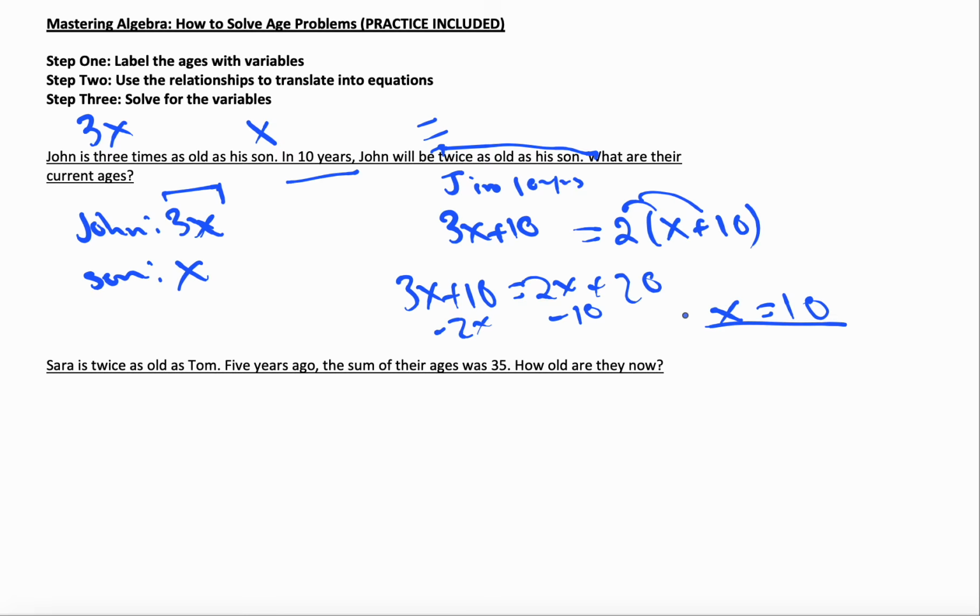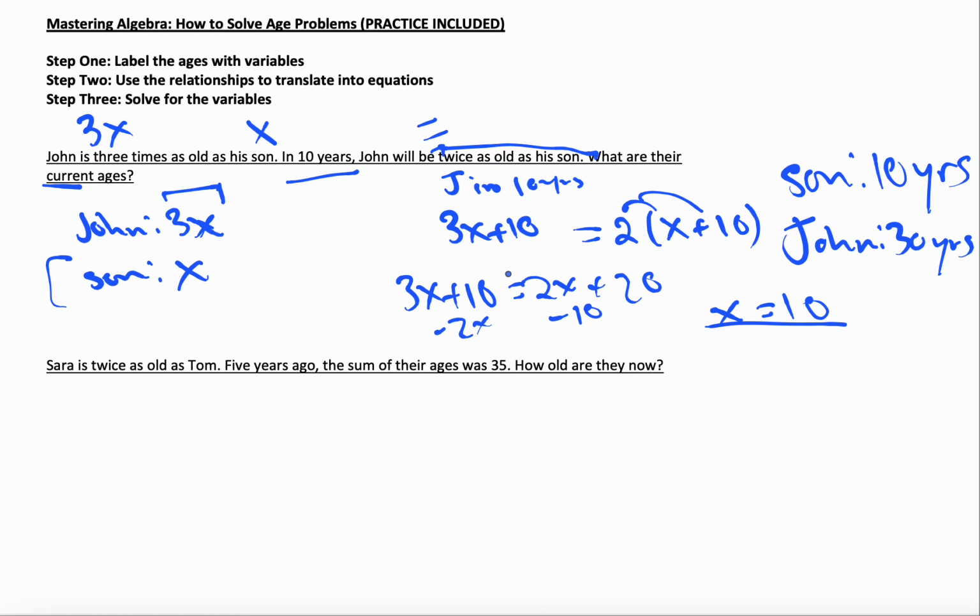And now what does x equal? Well, we had right here, son equals x. So then we know that the son is 10 years old, and John would just be 3x, so 3 times 10, so he's 30 years. And they're asking for the current age, right? So not in 10 years.